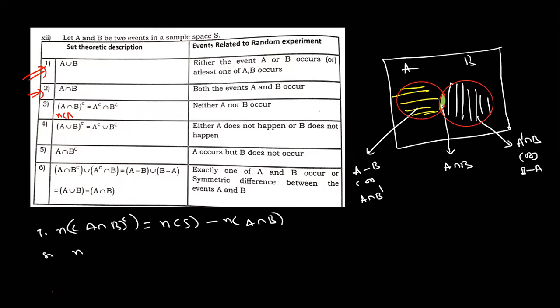Wait one. N of A union B whole complement means what? N of S minus N of A union B. Set theory concept. Nothing is there. So please write in these formulas. I will give. Next page I'm giving problems, formulas.